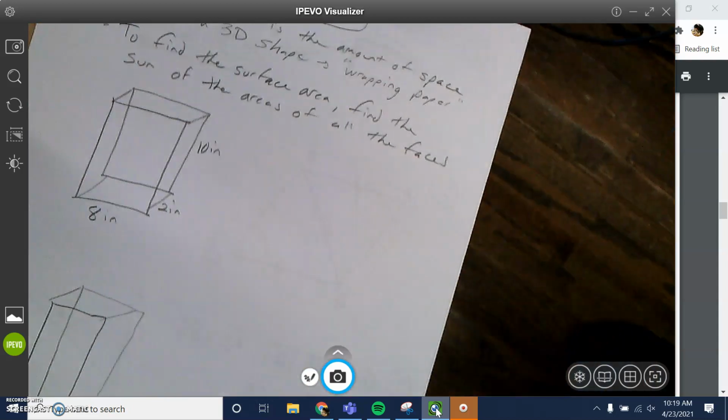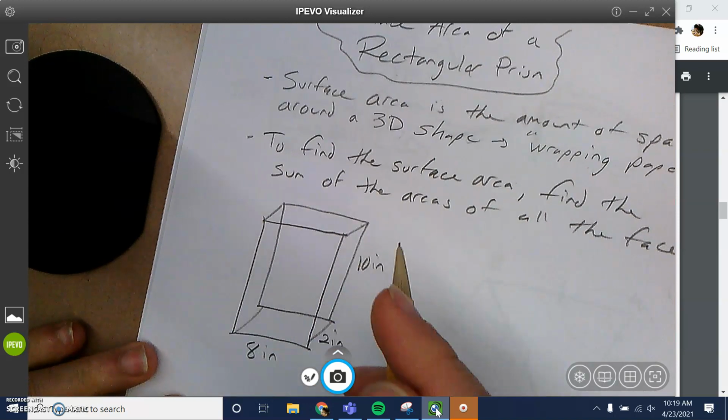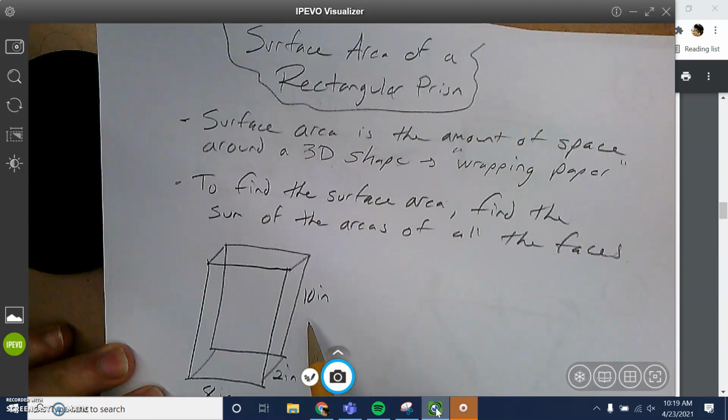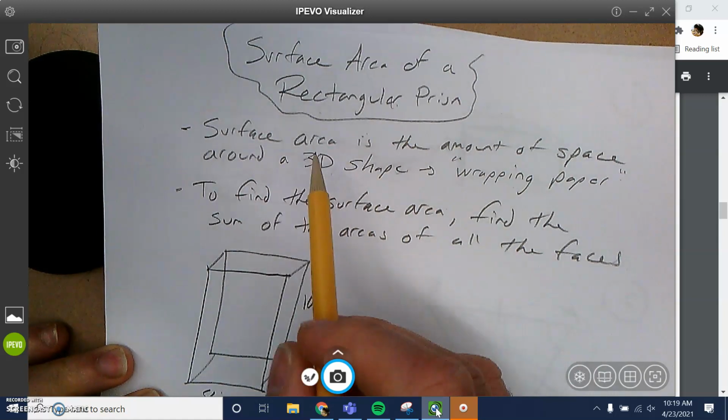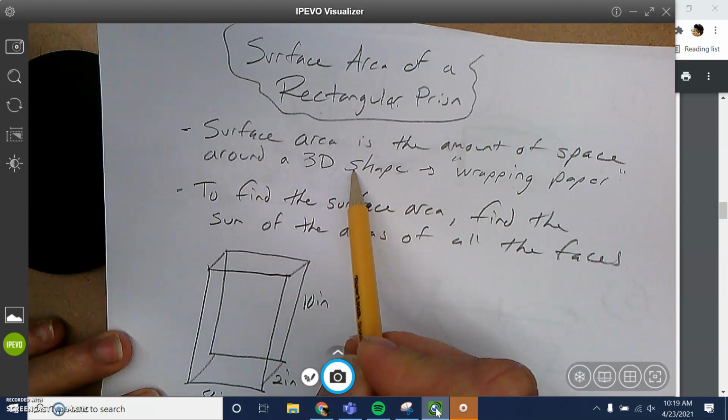So what are we going to do? We're going to figure out the area of all six sides. So that's what we're going to do. So write this down at the top if you don't have it. What is surface area? Surface area is the amount of space around a 3D shape.